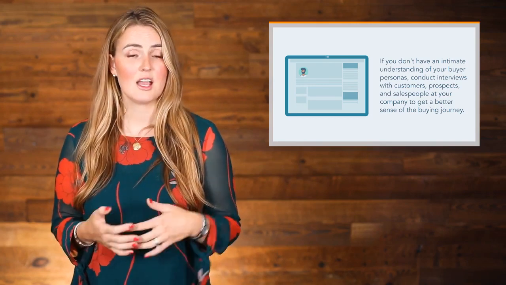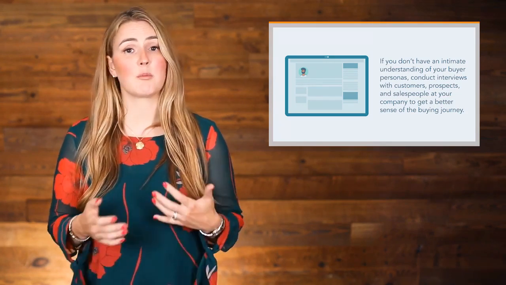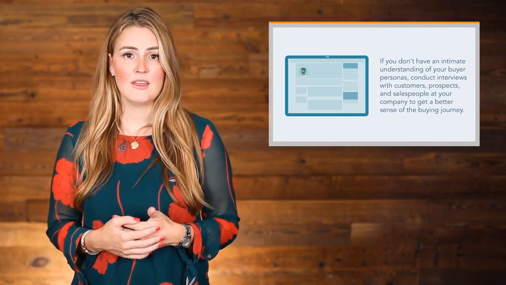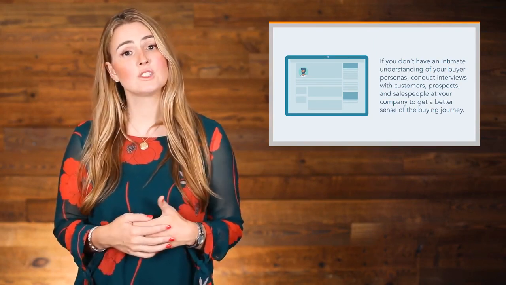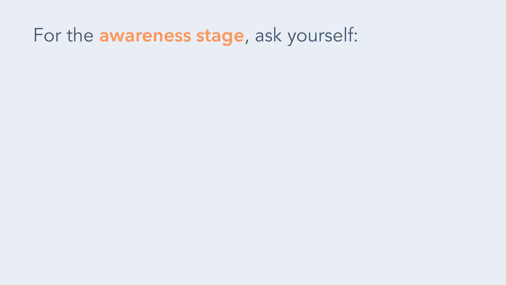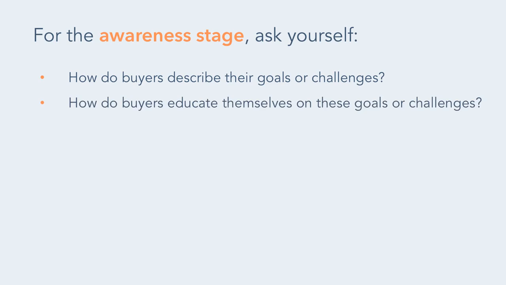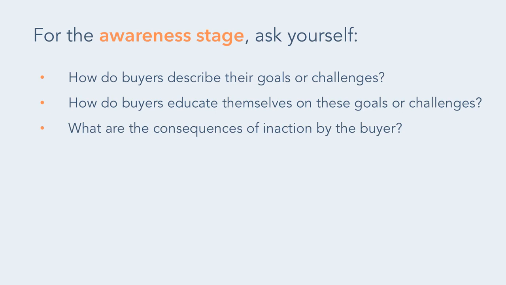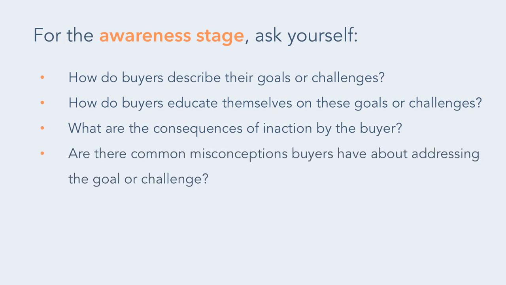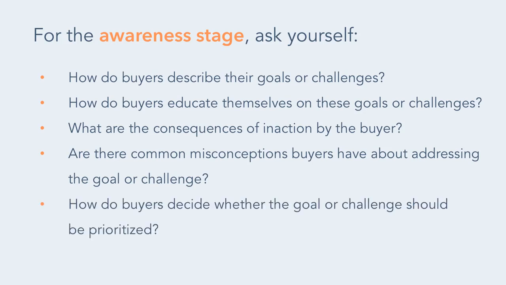During the awareness stage, buyers identify their challenge or an opportunity they want to pursue. They also decide whether or not the goal or challenge should be a priority. In order to fully understand the awareness stage for your buyer, ask yourself, how do buyers describe their goals or challenges? How do buyers educate themselves on these goals or challenges? What are the consequences of inaction by the buyer? Are there common misconceptions buyers have about addressing the goal or challenge? How do buyers decide whether the goal or challenge should be prioritized?